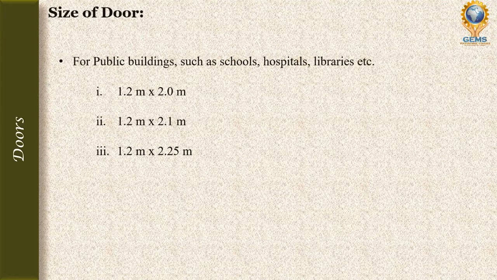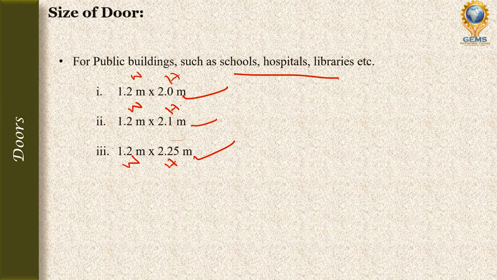If you are going for a public building, such as schools, hospitals, libraries, any office buildings, there we will have three different door sizes. One is 1.2 meter width to 2 meter height, or 1.2 meter width to 2.1 meter height, or you can go with 1.2 meter width to 2.25 meter height. So these are the three different sizes of the doors we can use for any public building.